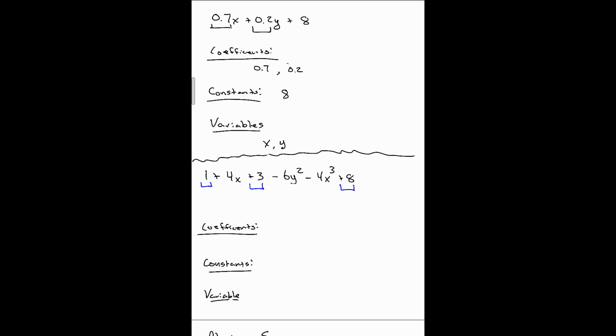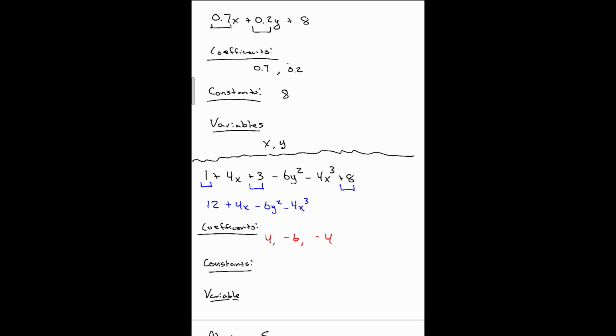Now, of course, we're going to get into simplifying algebraic expressions in a little bit, but for this problem, if I take 1 plus 3 plus 8, I get 12. And then everything else comes on down for the ride. Plus 4x minus 6y squared minus 4x to the third. So now my coefficients are the numbers that are attached to the letters. So my coefficients would be 4, -6, and -4.